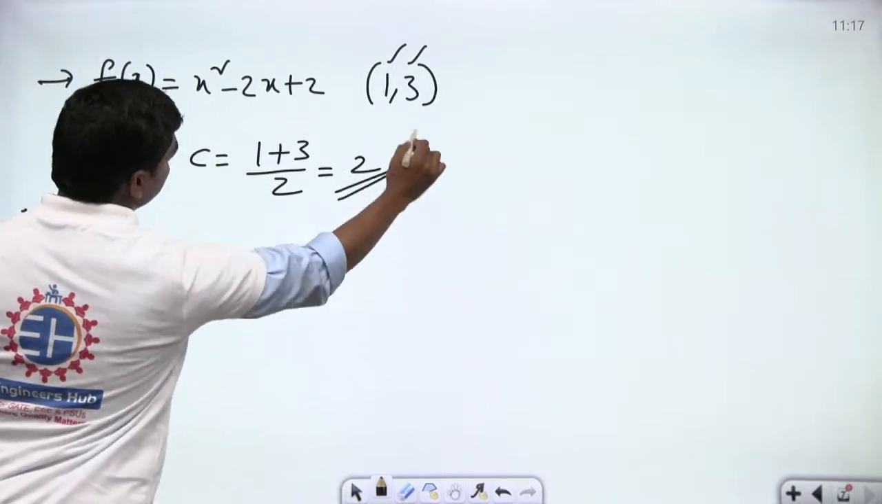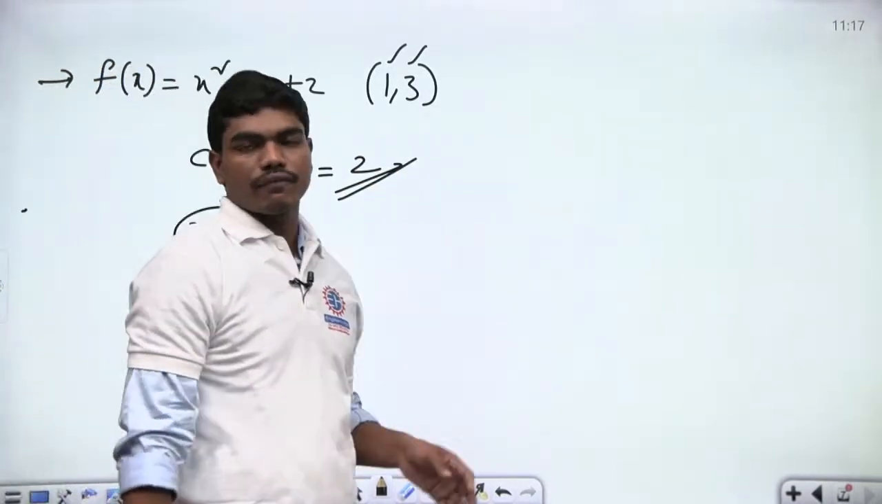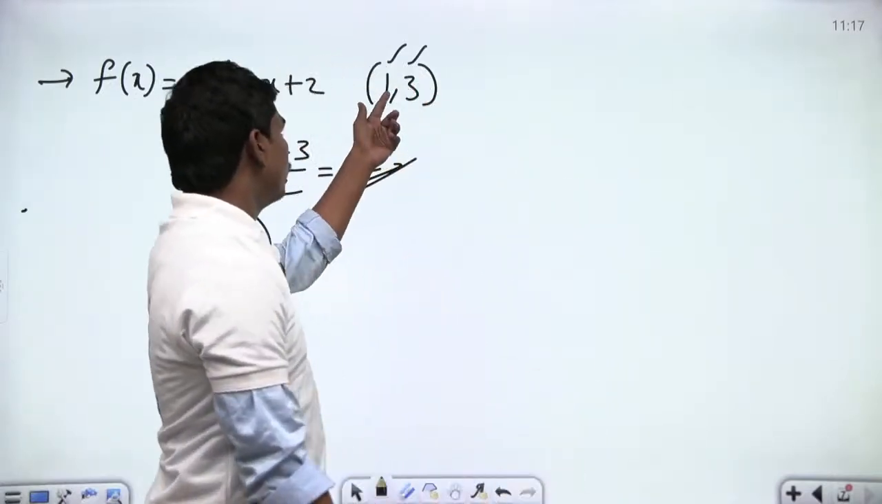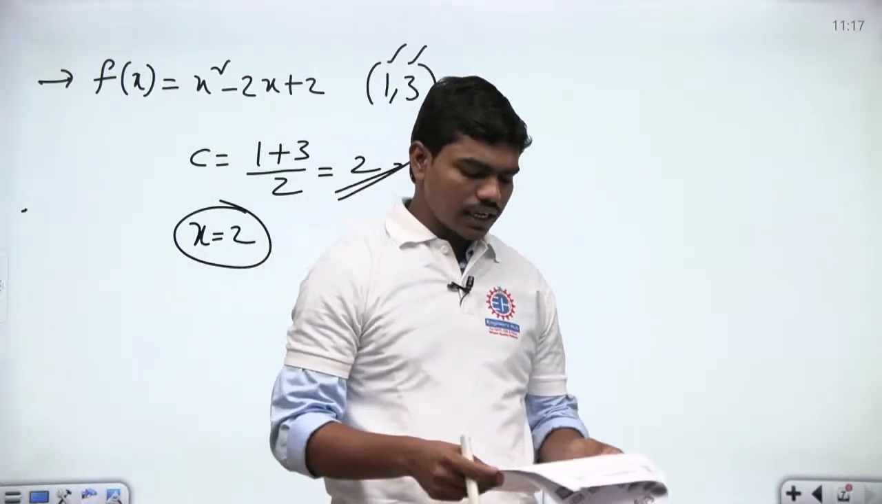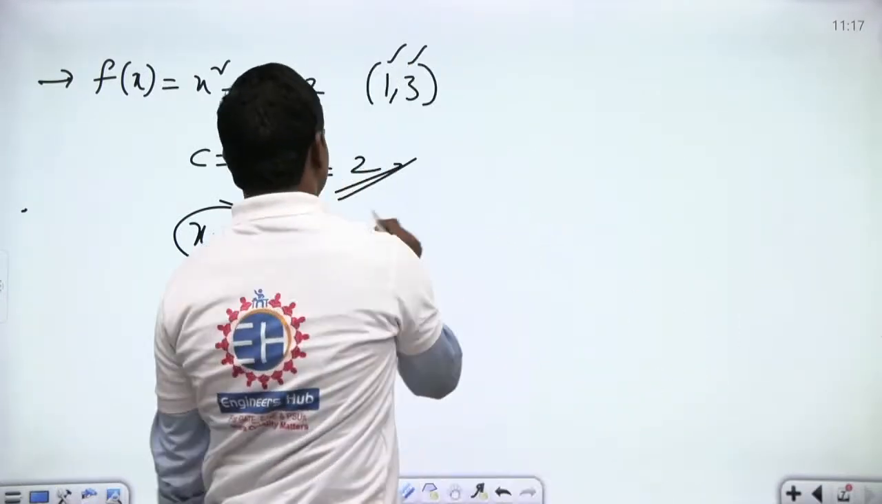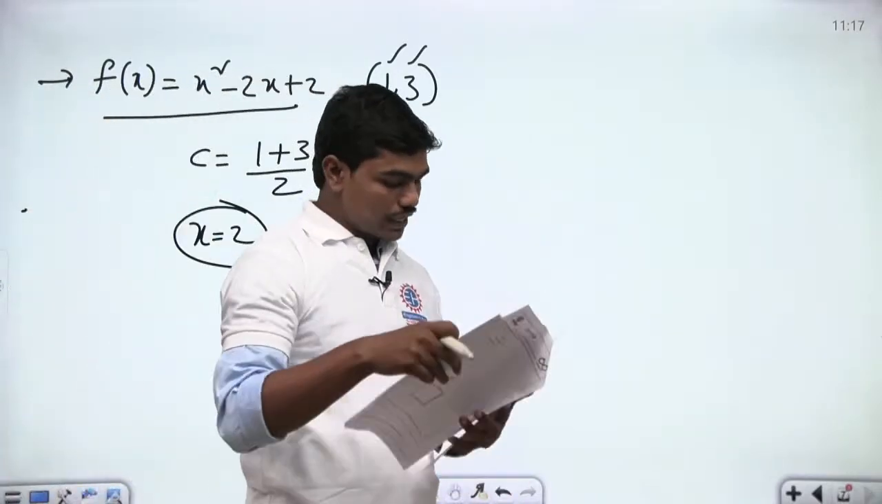So x is equal to 2 is the point at which the tangent to this curve f of x will be parallel to the line joining 1 comma f of 1 and 3 comma f of 3. Okay, so that's a simple question which we have already discussed in the class many times. So the answer for this question is 2. Next, let us go for the next questions quickly.